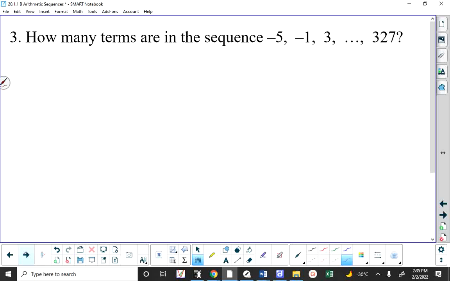This says how many terms are in the sequence that starts with -5, -1, 3, and then ends with 327. My question to you is, and I'm going to give you a second to think about it, and if the answer to you is yes, it makes sense, put your hand up and down so I know. How many of you see that this is the exact same type of question that we just did?